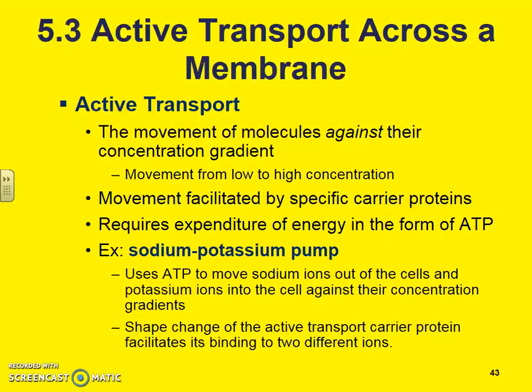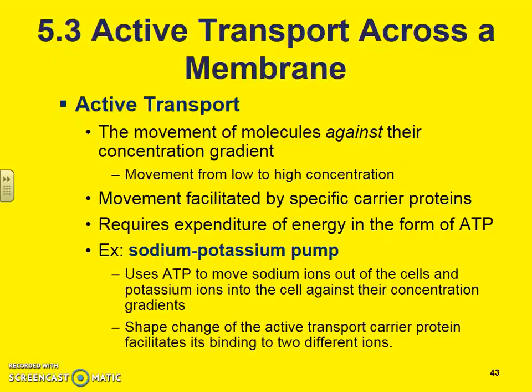That energy is in the form of ATP, adenosine triphosphate. That's how all of the energy is used inside your body. An example of this, which we talked about before, is the sodium-potassium pump. This uses ATP to move sodium ions out of the cells and the potassium ions into the cells, and that's against the concentration gradient. It's against the regular flow.